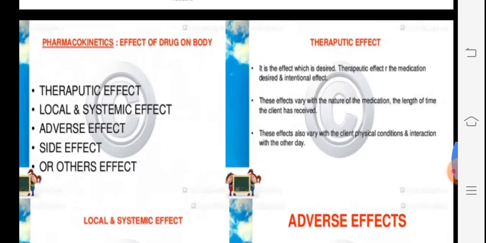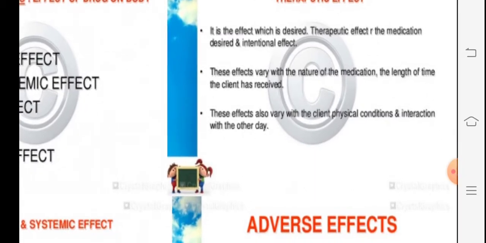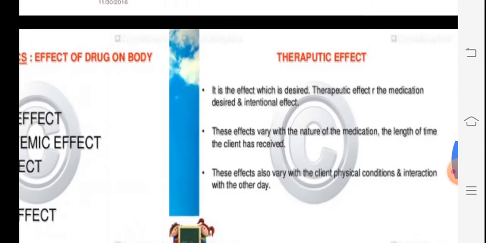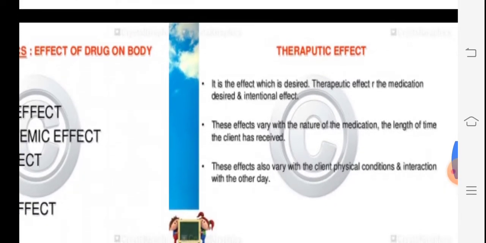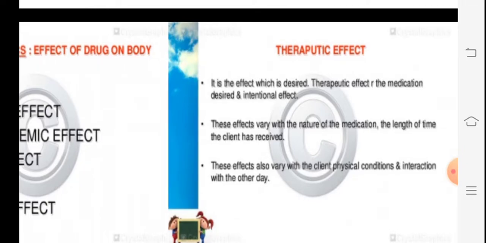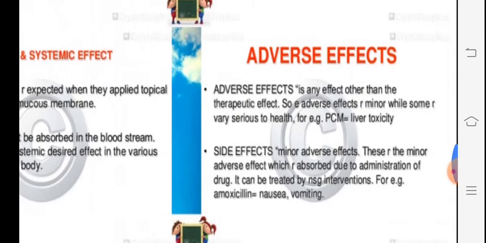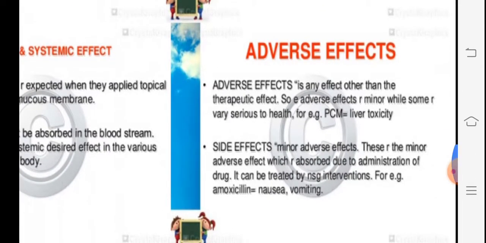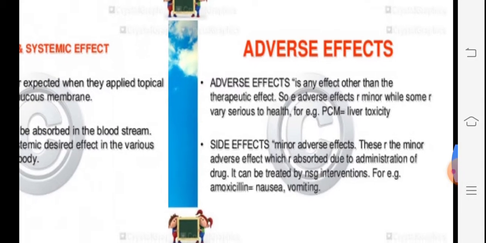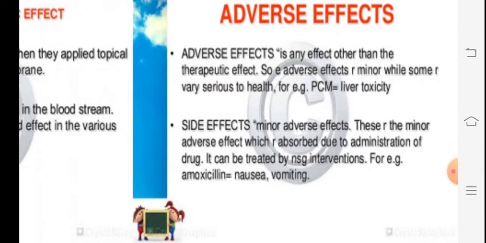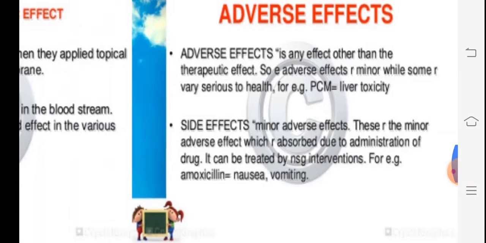What is therapeutic? It is generally the effect of the medication, the desired effect as per our wish, then the length of time and how the client or the patient receives it. Then adverse effect means an effect other than the therapeutic effect, for example, PCM causing liver toxicity. So a drug is given, it may cause harm to the liver. Or side effects are minor side effects, for example nausea or vomiting.